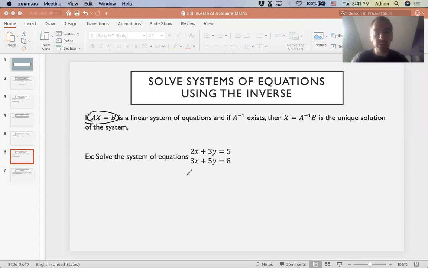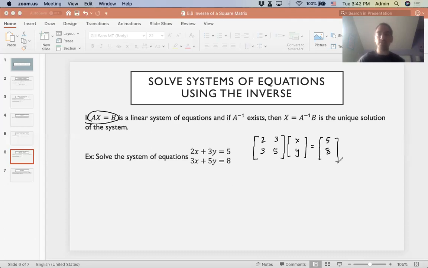We can write the system of equations, as an example, 2x plus 3y equals 5 and 3x plus 5y equals 8. We can write this in the form AX equals B by first writing the matrix A consisting of the coefficients 2, 3, 3, and 5. This capital X is a vector. It's just a 2-by-1 matrix consisting of the variables x and y. And then B, that's the right-hand side. That's the 2-by-1 matrix, or vector, consisting of the right-hand side, 5 and 8.